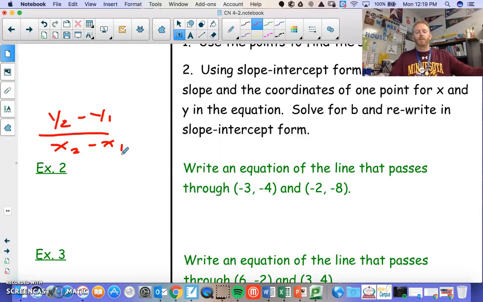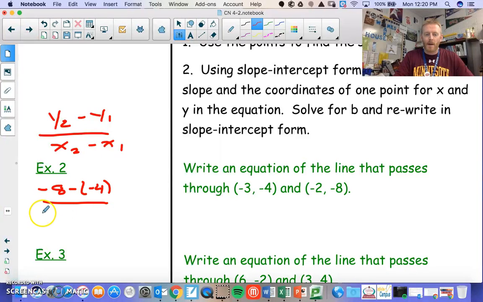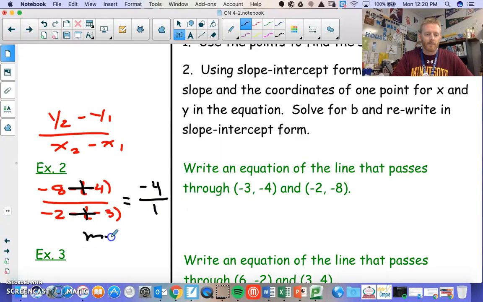And so what we're going to do is just do the math. It'll say -8 minus a -4 over a -2 minus a -3. So this turns into an -8 plus 4 and a -2 plus 3 for my slope to be a -4 over 1. So my m equals -4. Now I'm going to use one of these two points. I'm going to choose this one to be my x and my y, and then solve the equation.